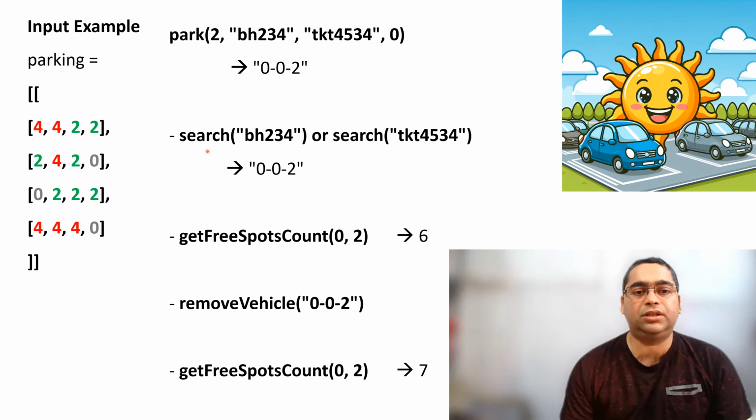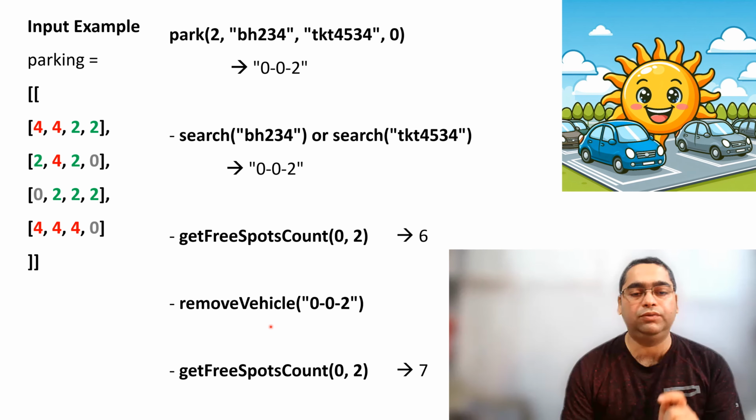Now next, search is called with the vehicle number or the ticket ID. So we return the spot ID which was assigned in the park method. And at this point, if we call the get free spots count method for a two-wheeler vehicle on floor 0, then it will return 6 because a total of 7 free spots were there. One is already occupied. So it should return 6 now.